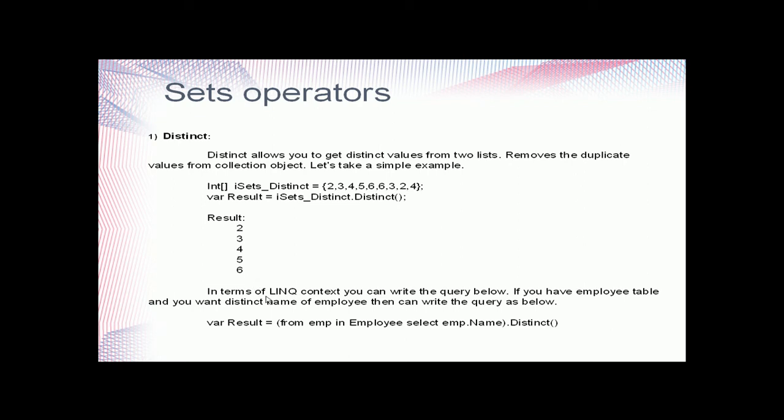In the LINQ context, if you have an employee table and you want to find the distinct names of the employees, then you can write the query as below: from emp in employees select emp.name, and then distinct. Here you must use brackets around the whole query, and then write the distinct method. You cannot write simply emp.name.distinct, because then the result will be wrong. So you must put brackets around the whole query, and then use the distinct method.